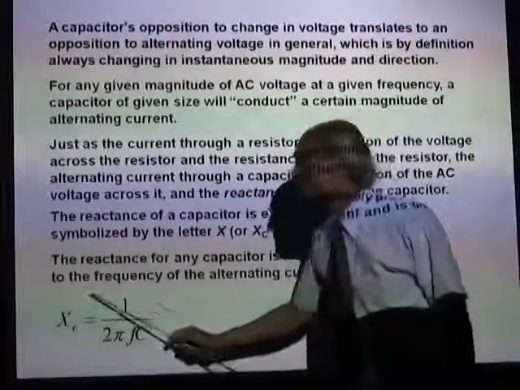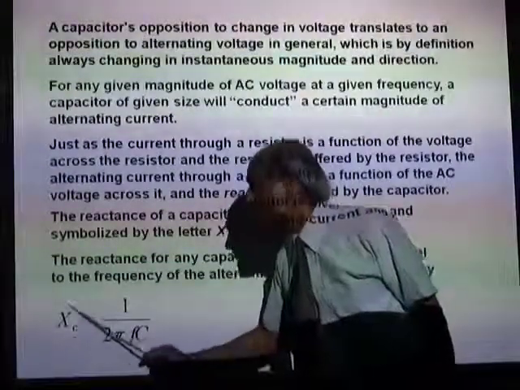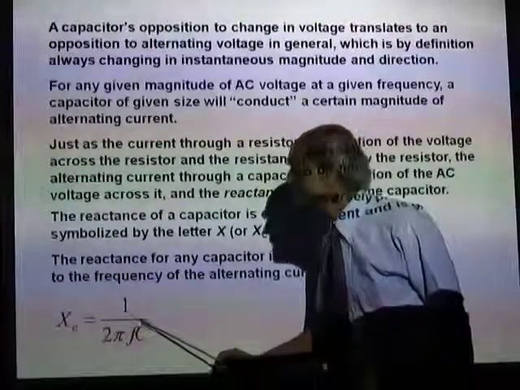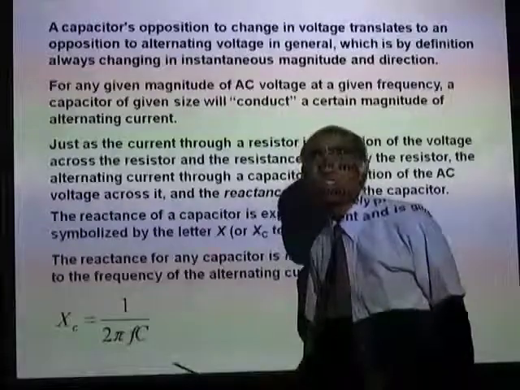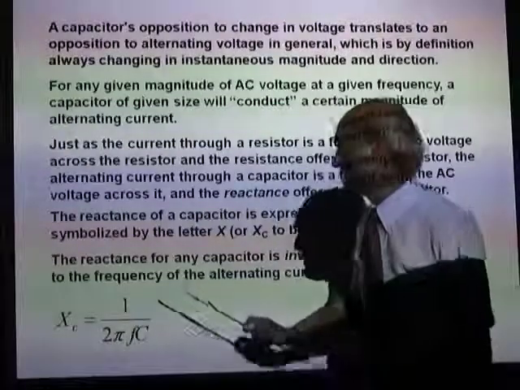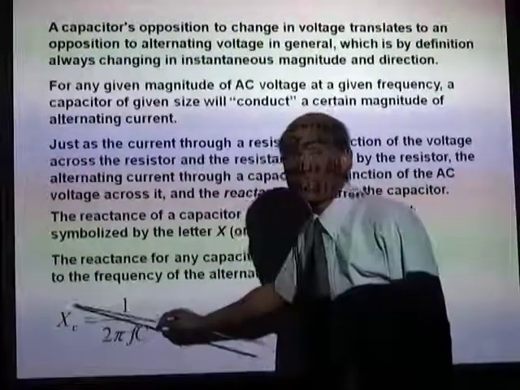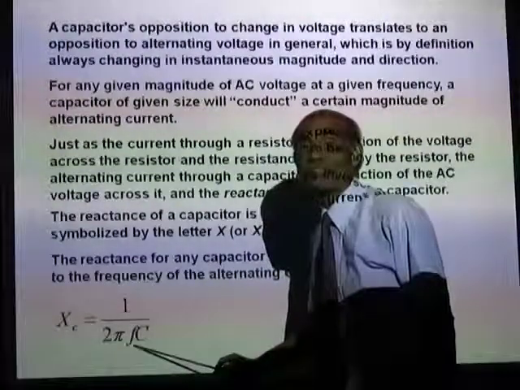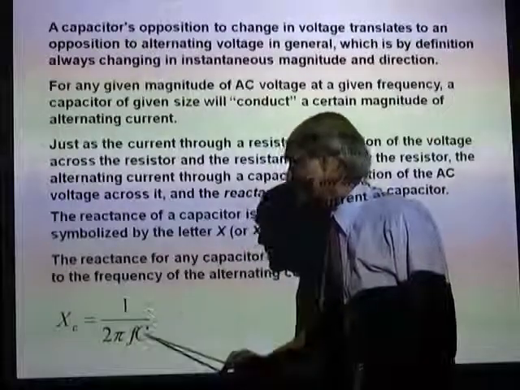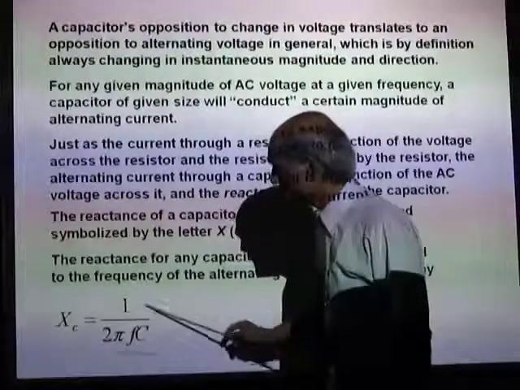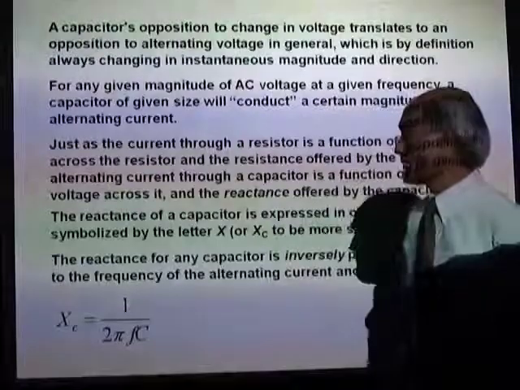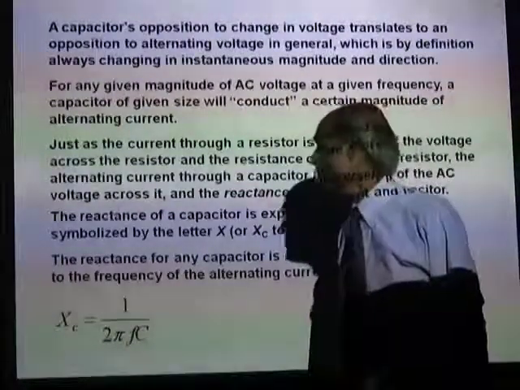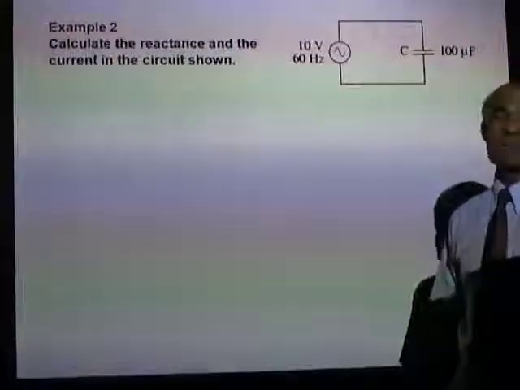The value of the capacitive reactance is 1 over 2 pi fC, where f is the frequency of the AC. Now look at this. The reactance of a capacitor is inversely proportional to the frequency of the AC. All the other quantities are constant there. So take note of that equation. The reactance of a capacitor X sub C is 1 over 2 pi fC.